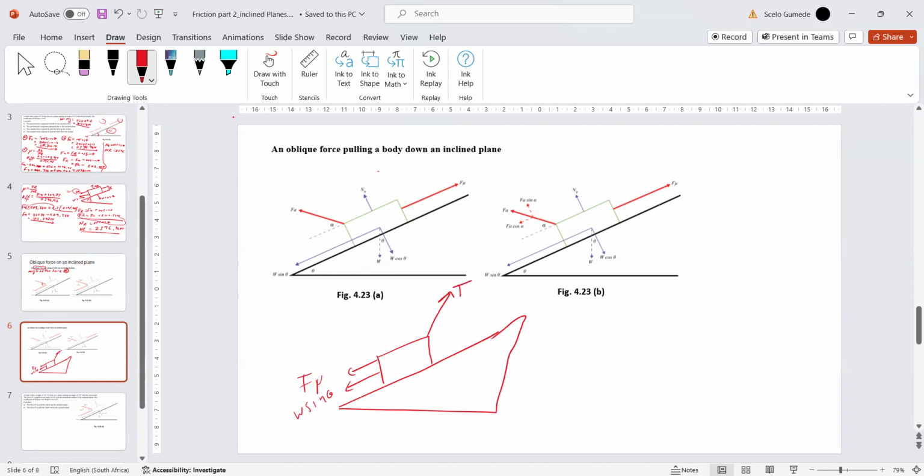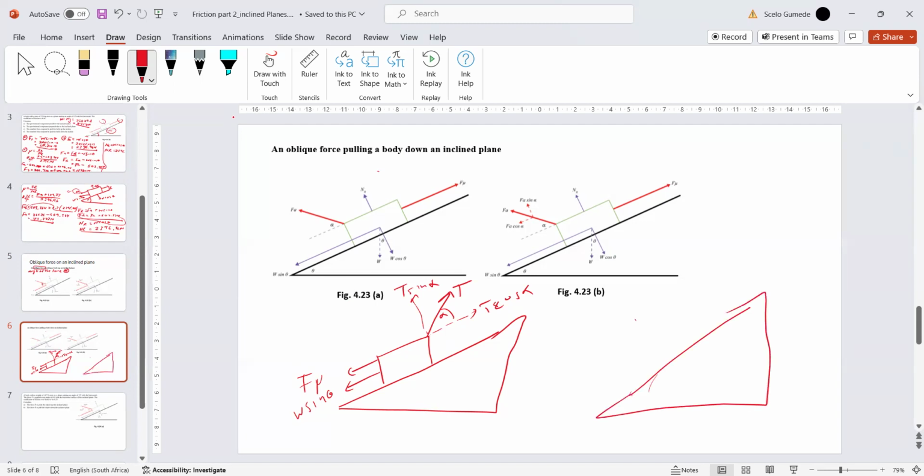Let's just say it was T, which means the force is parallel to this and perpendicular to this. This will be T cos alpha, because that will be the angle of alpha. That one will be T sine alpha. If you are pulling it up an incline like that, you can still be pushing this thing down.